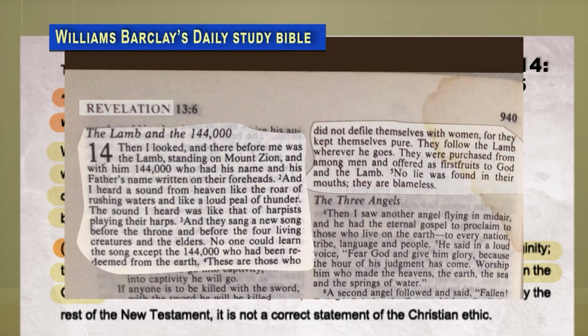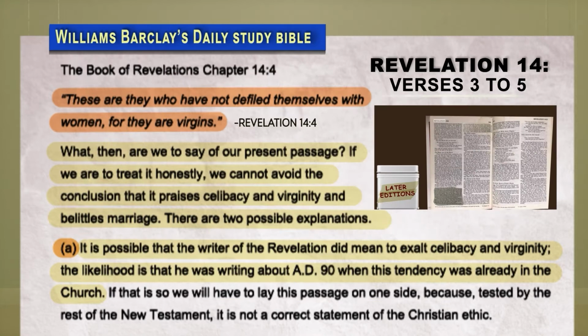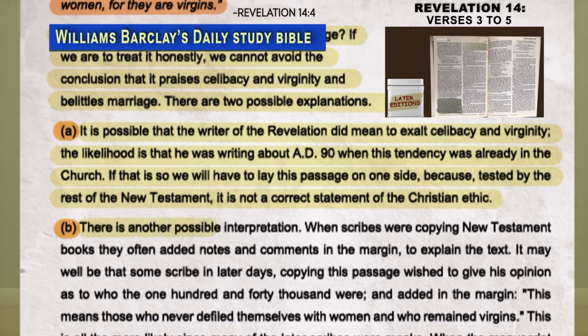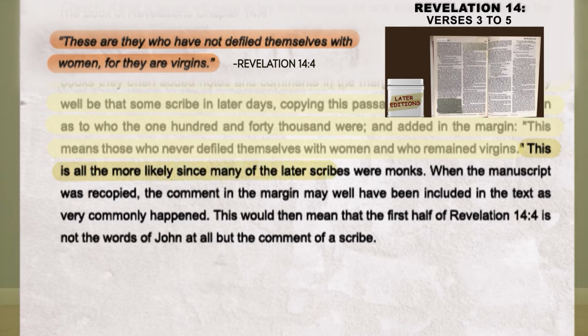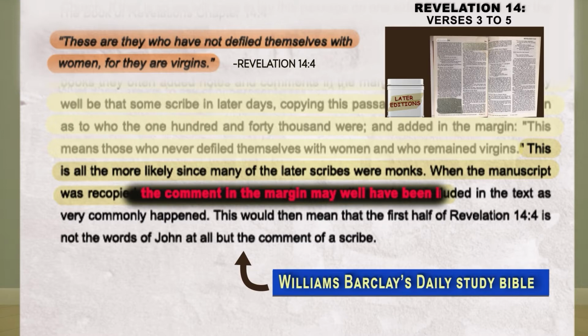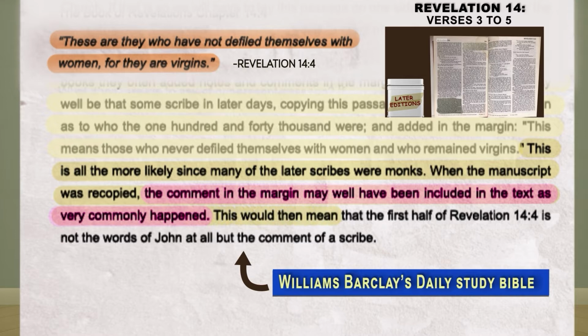Marriage? No. If that is so, we will have to lay this passage on one side, because, tested by the rest of the New Testament, it is not a correct statement of the Christian ethic. B. There is another possible interpretation. This is all the more likely since many of the later scribes were monks. When the manuscript was recopied, the comment in the margin may well have been included in the text, as very commonly happened. This would mean that the first half of Revelation 14:4 is not the words of John at all, but the comment of a scribe.